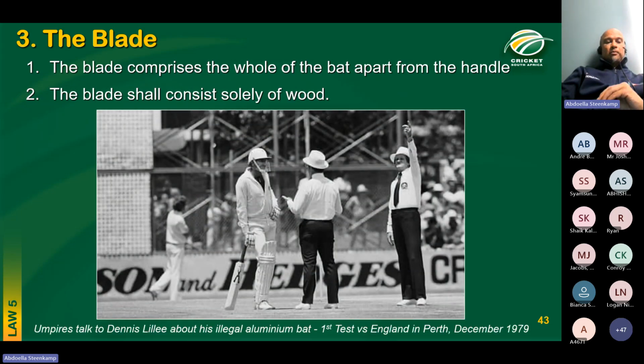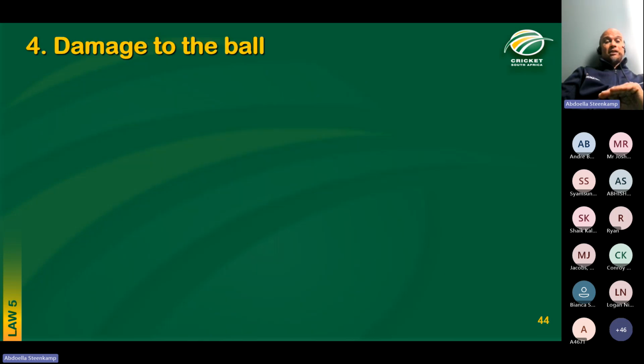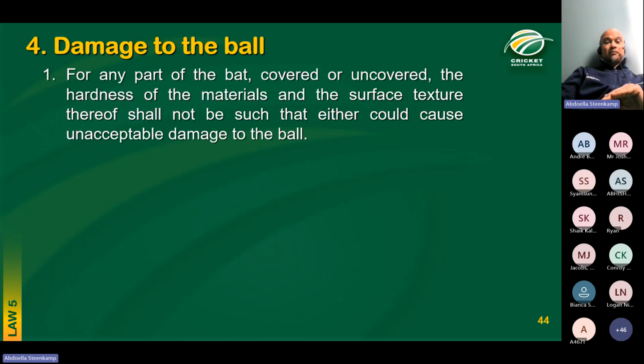This is just an example of in 1979 when Dennis Lillee came to bat with an aluminium bat. At the time, point number 2 was not in the law book, so this was technically not illegal at the time. After December 1979, they added point number 2 in the laws, where they tell us now blade only to be made out of wood.